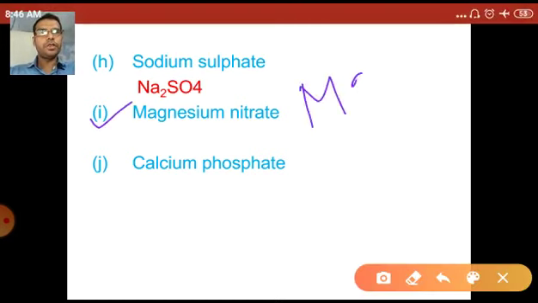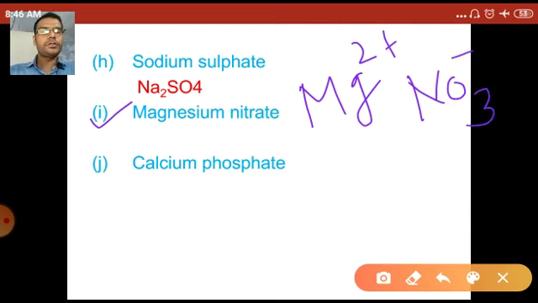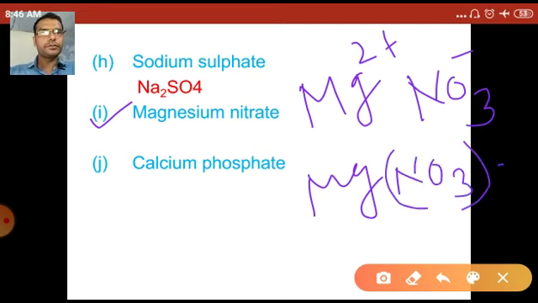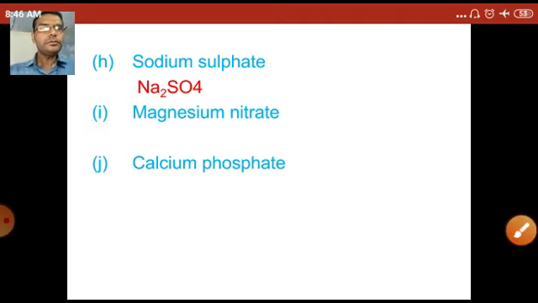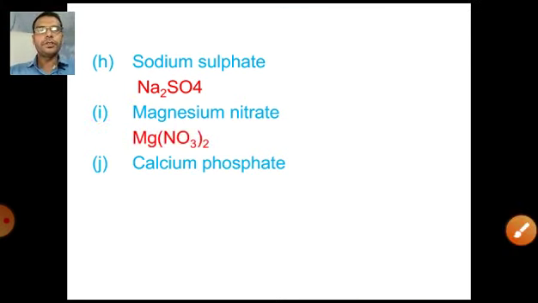Now the next question is magnesium nitrate. Magnesium has the symbol Mg 2 plus, and the nitrate has the formula NO3 minus. So the formula between them is Mg(NO3)2. So the formula is Mg(NO3)2.